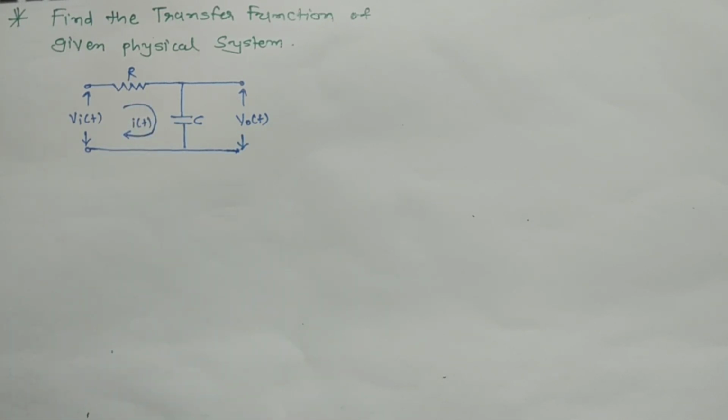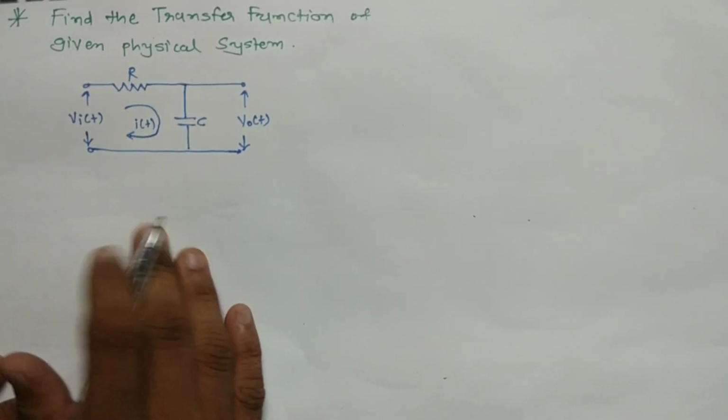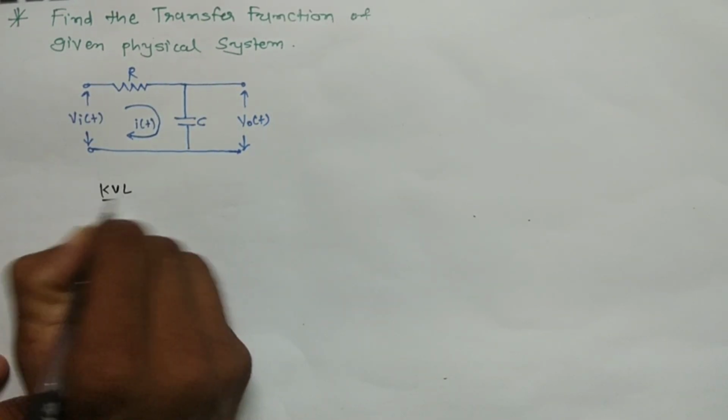Now, the transfer function definition we already discussed in a prior video. It is the ratio of Laplace of output to Laplace of input, assuming the initial condition is 0. Now, first of all, we are applying KVL here.